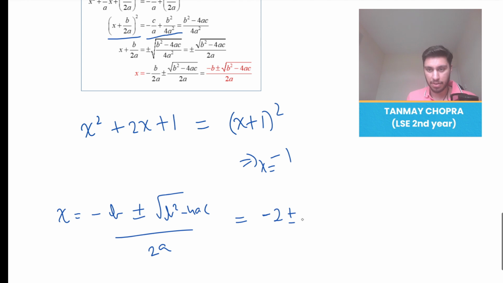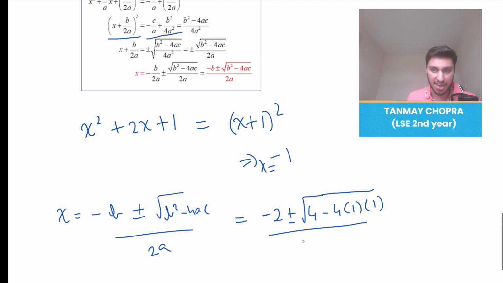Plus minus square root of b squared. What is b squared? 4 minus 4 times 1 times 1. A is 1, c is 1. So I expand the square root and I divide the whole thing by 2 times a. A is 1, so 2 times 1 is 2.